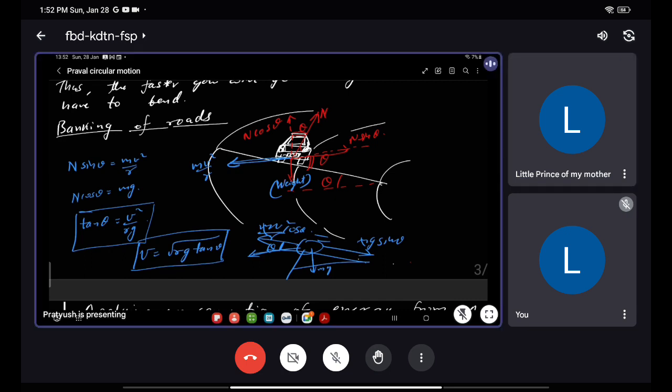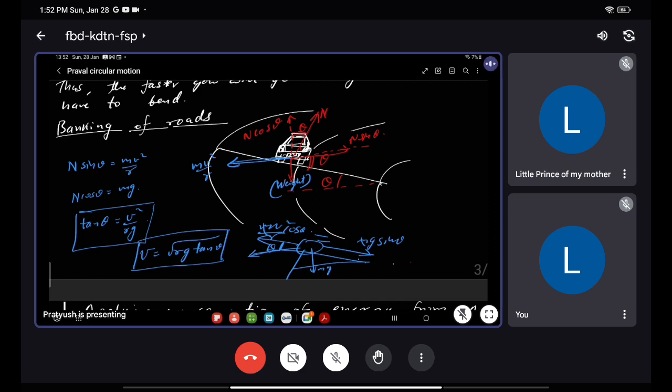Draw the diagram now. In this diagram we can clearly see that one component of normal reaction is N sin theta, and one component of normal reaction is N cos theta. N cos theta will balance mg, and N sin theta will balance mv square by r, or the pseudo force.